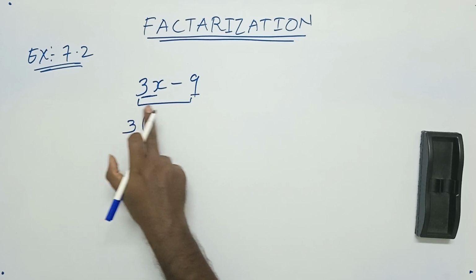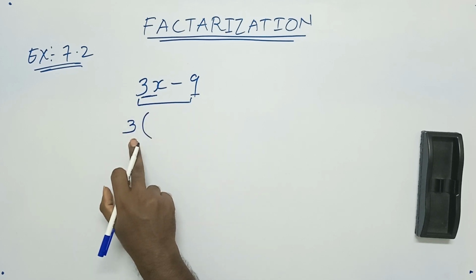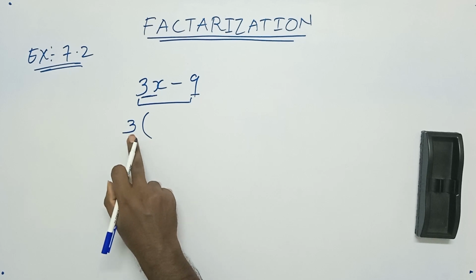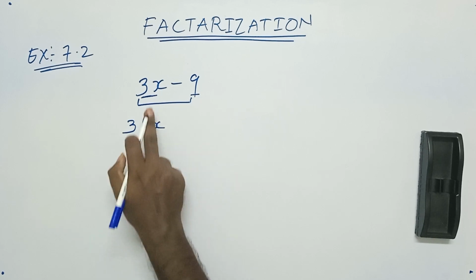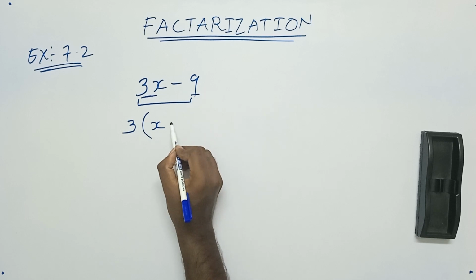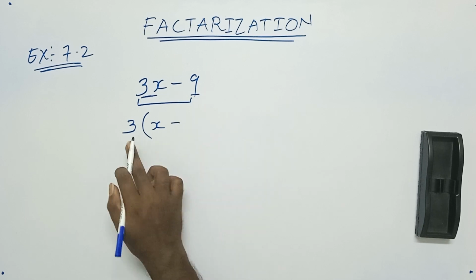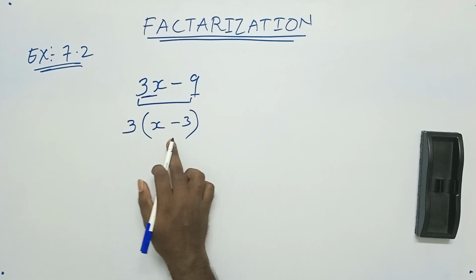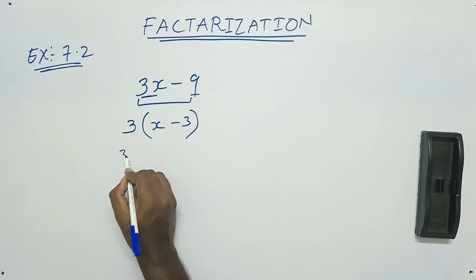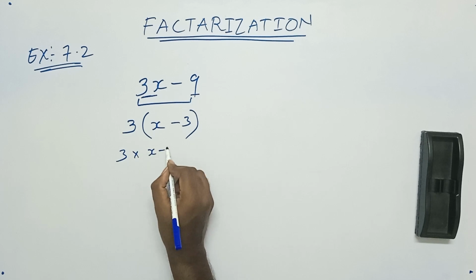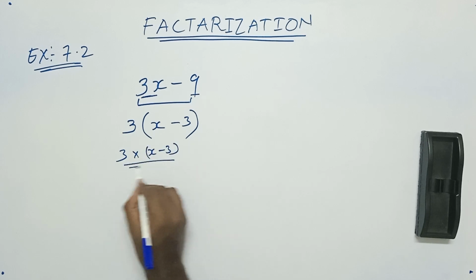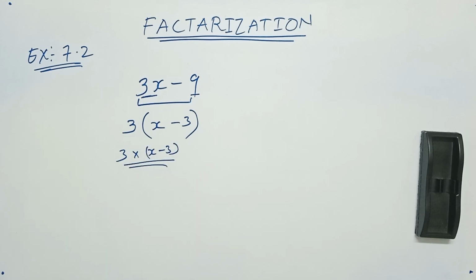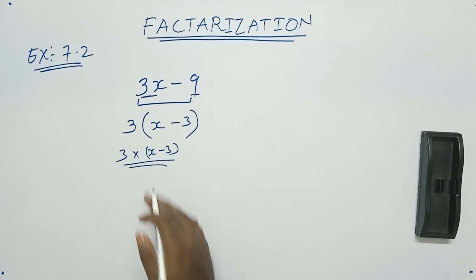Now we are going to divide the whole expression by 3. So 3 into x is 3x. Here we have minus, so we keep minus. 3 3s are 9. So we got the product of two factors, right? What are those factors? 3 into x minus 3. So these are the product of two factors. This is how we solve for the factors of a given expression.